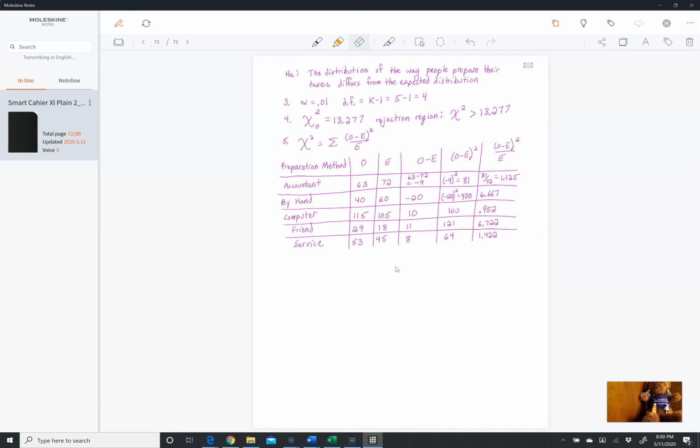So chi-squared is going to be 1.125 plus 6.667 plus 0.952 plus 6.722 plus 1.422. And what we get here is 16.888.